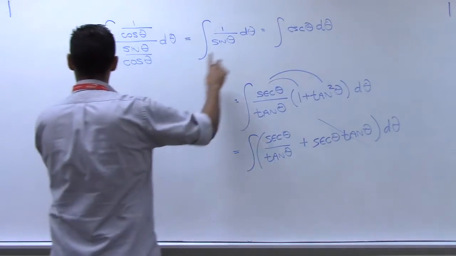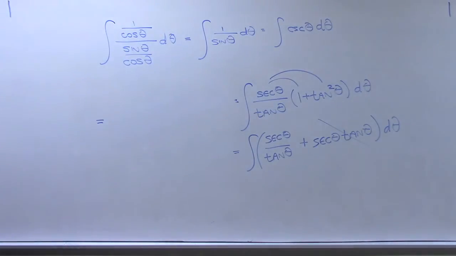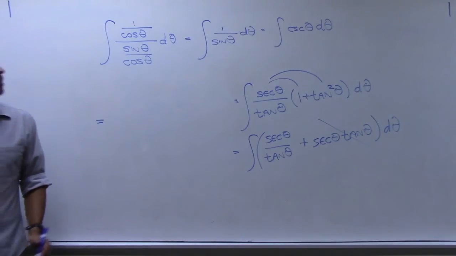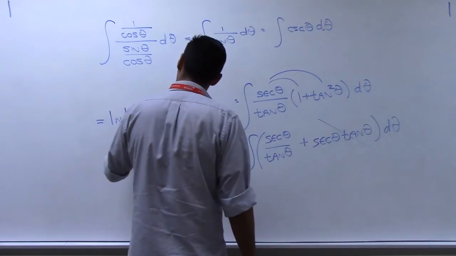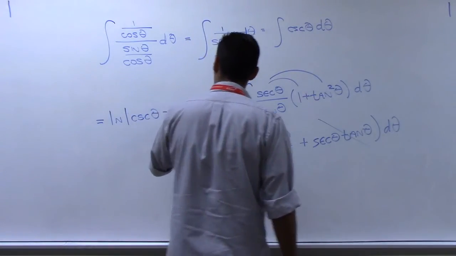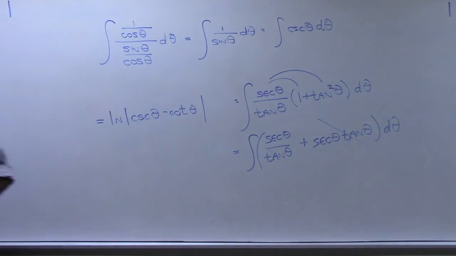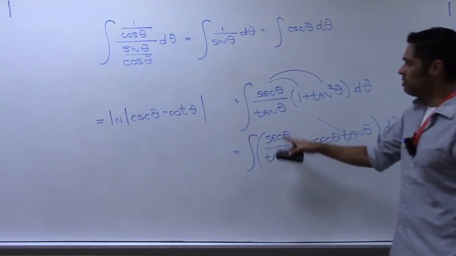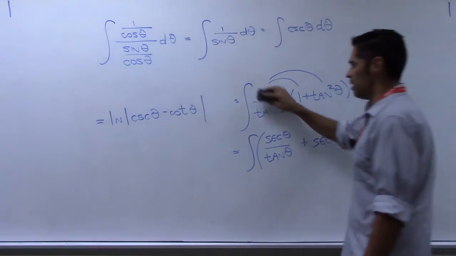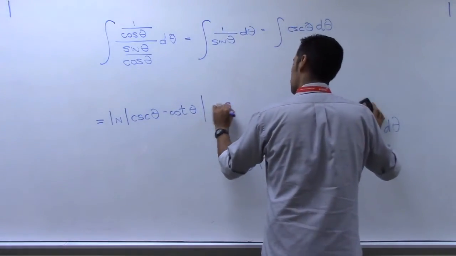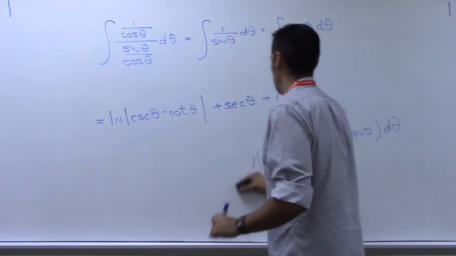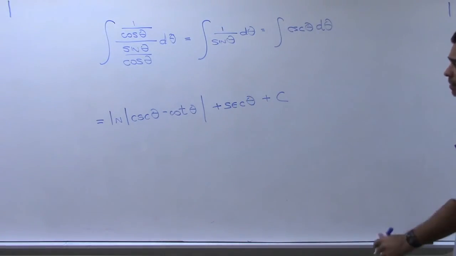And we have a formula for that. So the answer in terms of theta is the antiderivative of cosecant theta, which we go grab out of formula number 15. So it's natural log of cosecant theta minus cotangent theta. That's the antiderivative of cosecant theta. And then plus the antiderivative of this, which we said was just secant theta. So plus secant theta plus c. That's kind of tricky. And now we go back and we figure out what all those are.